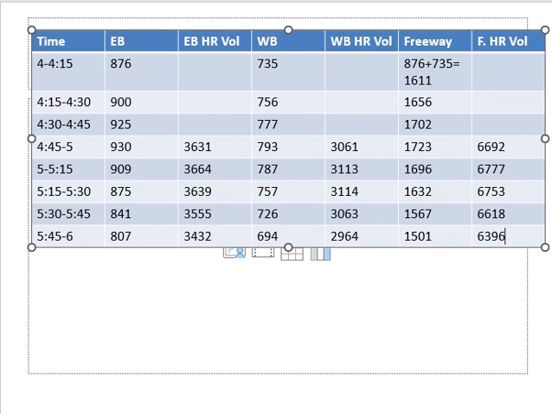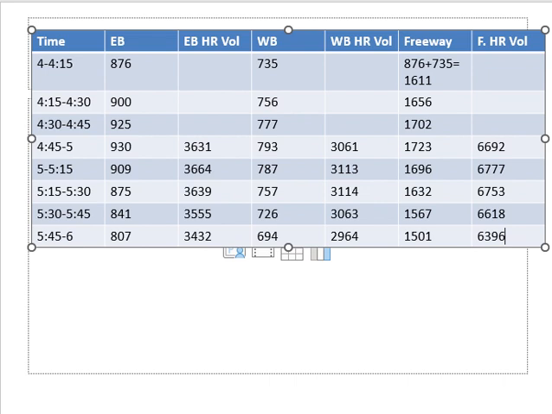So each value is 15 minutes. I added 4 values, I get an hour. So wherever 4 consecutive values were available, I added them, I got an hour. Okay? Just to remind you, the first value represents 4 to 5. The second value represents 4:15 to 5:15. Third value represents 4:30 to 5:30. This one represents 4:45 to 5:45. And the last one represents 5 to 6.